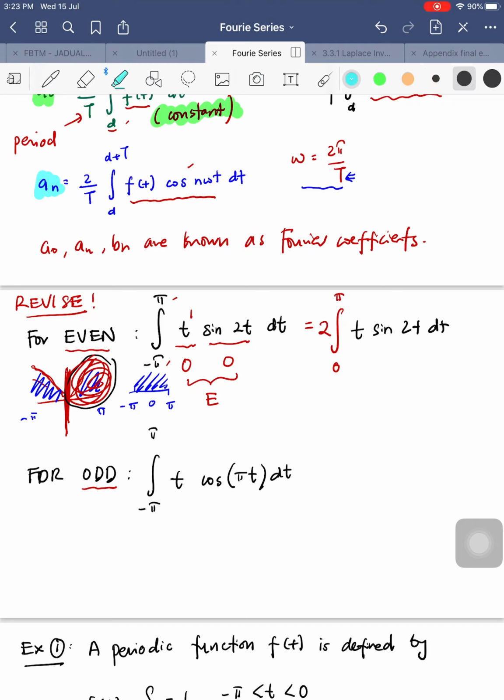But now, the limit has changed. It's going to be from 0 until pi. What is the purpose of doing so? Because of course, substituting 0 is going to be much easier than having to substitute negative pi. So that is the major reason.